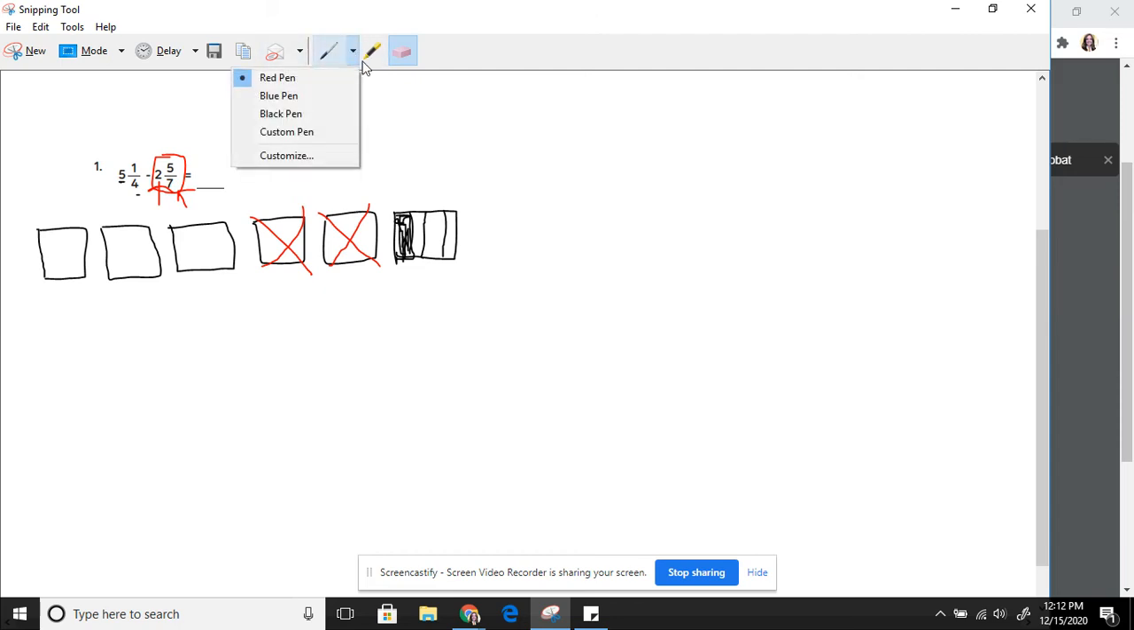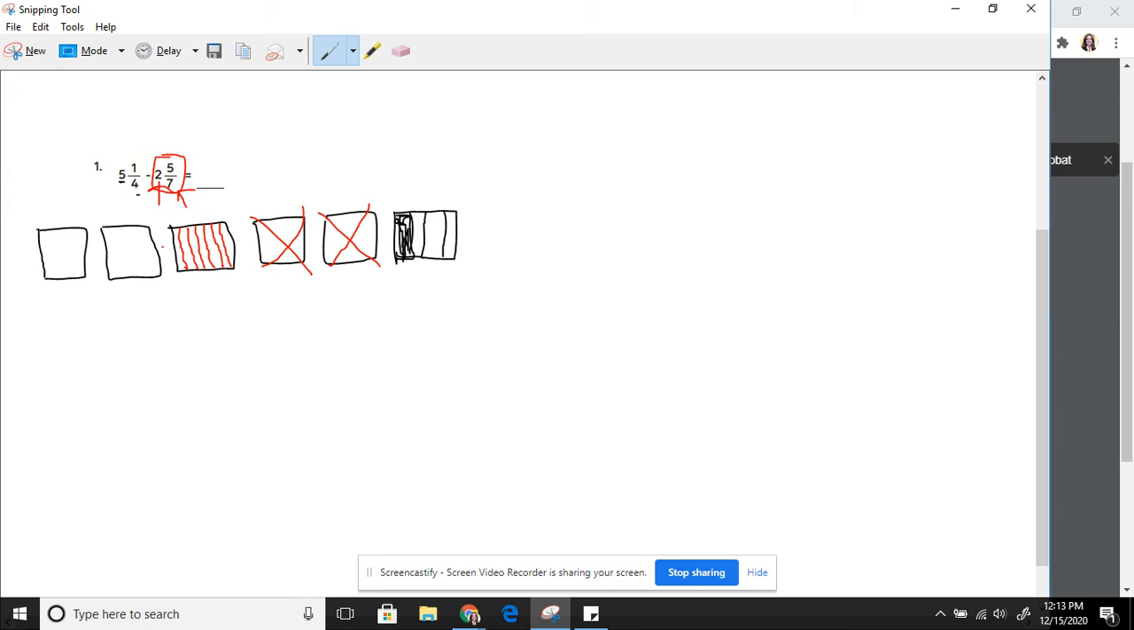There we go. Okay, so 7 pieces. There's 1, 2, 3, 4, 5, 6, 7. And again, yours, it'll be a lot easier using pencil.